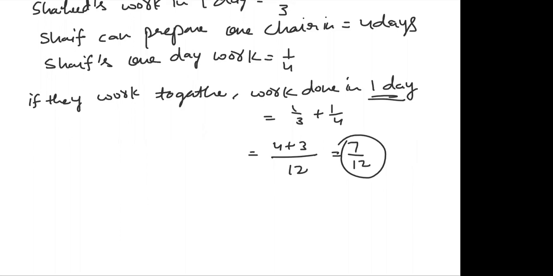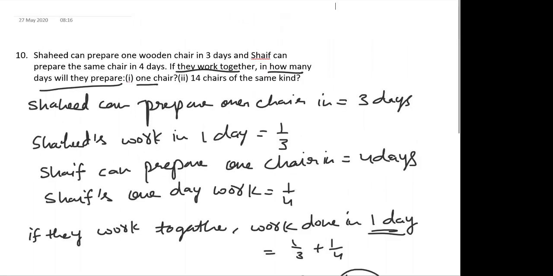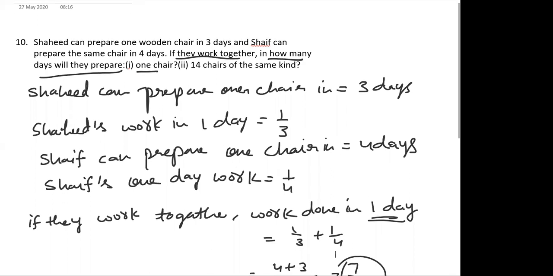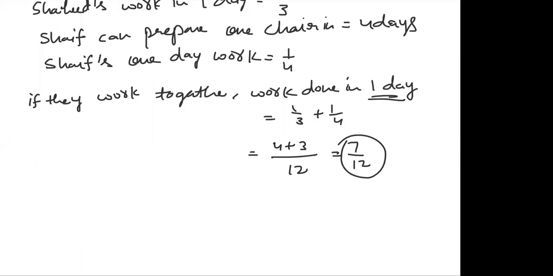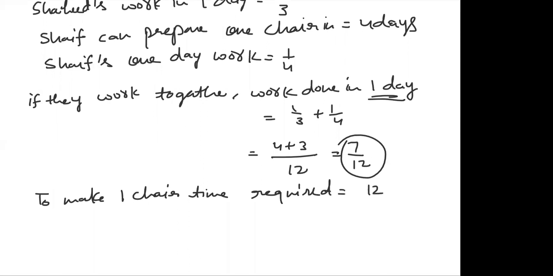So the question is asking in how many days they will make one chair. So to make the whole chair, time required is equal to 12 upon 7, because in 1 day they are making 7 upon 12 chair. So if they want to make the whole chair, time required is 12 upon 7 days. Clear? First of all, this is the answer.